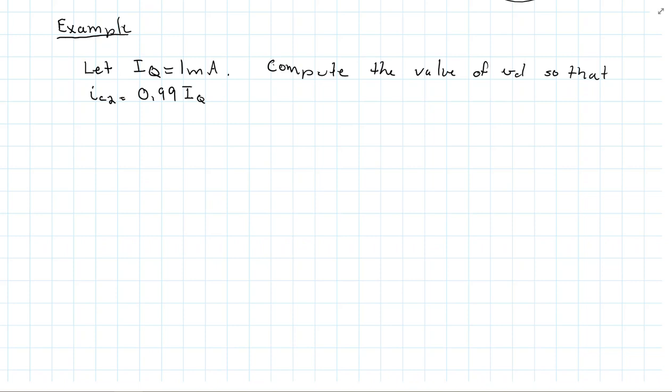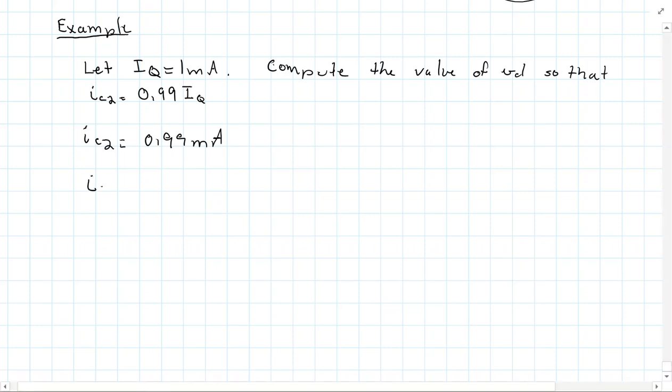We're basically saying that we have an IQ of 1 milliamp and we're supposed to compute the value of VD, my differential voltage, so that IC2 is equal to 0.99 IQ. Well, clearly that just means that IC2 is going to be 0.99 milliamps. So nothing really too surprising by that. And this is really just a quick equation, plug and chug. There's not much beyond it.